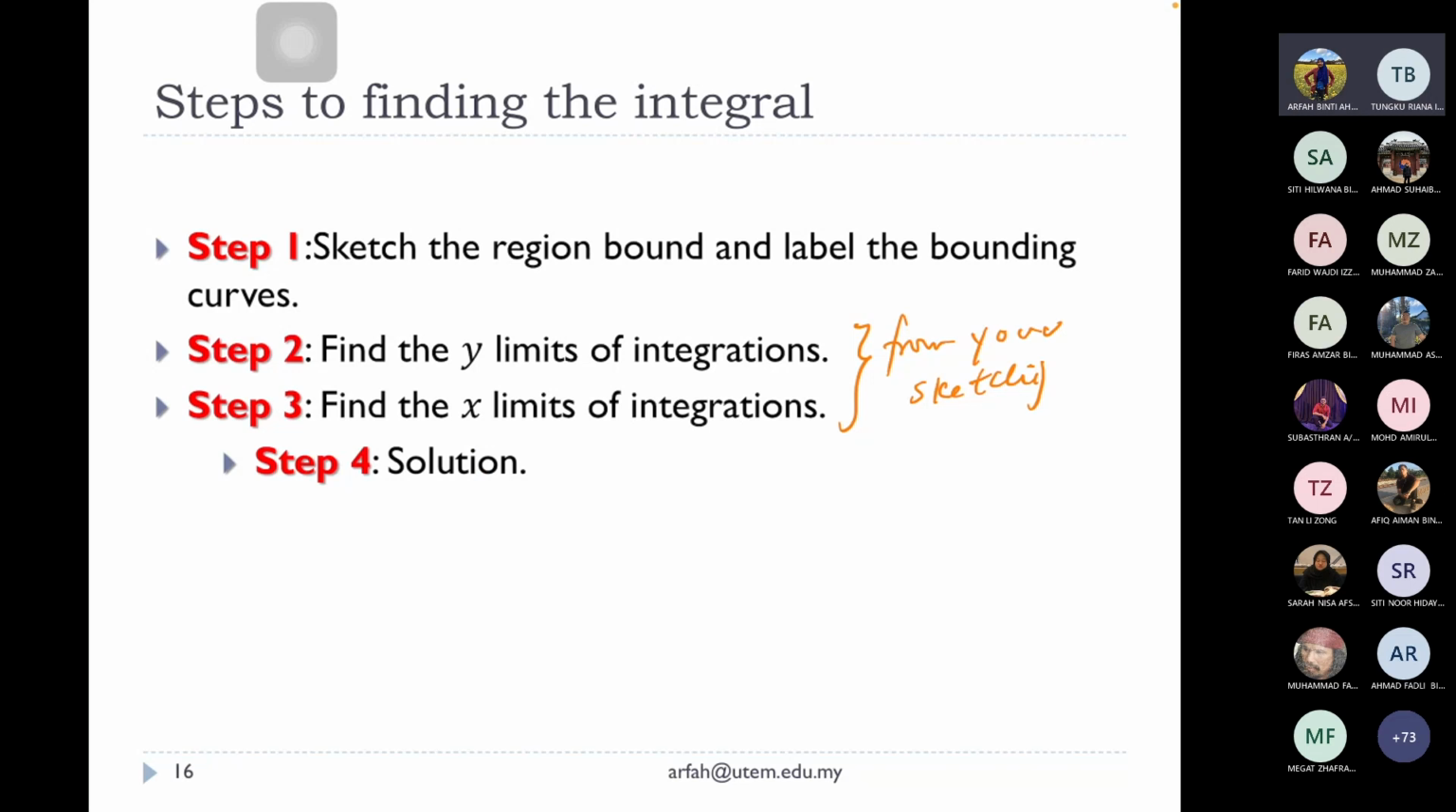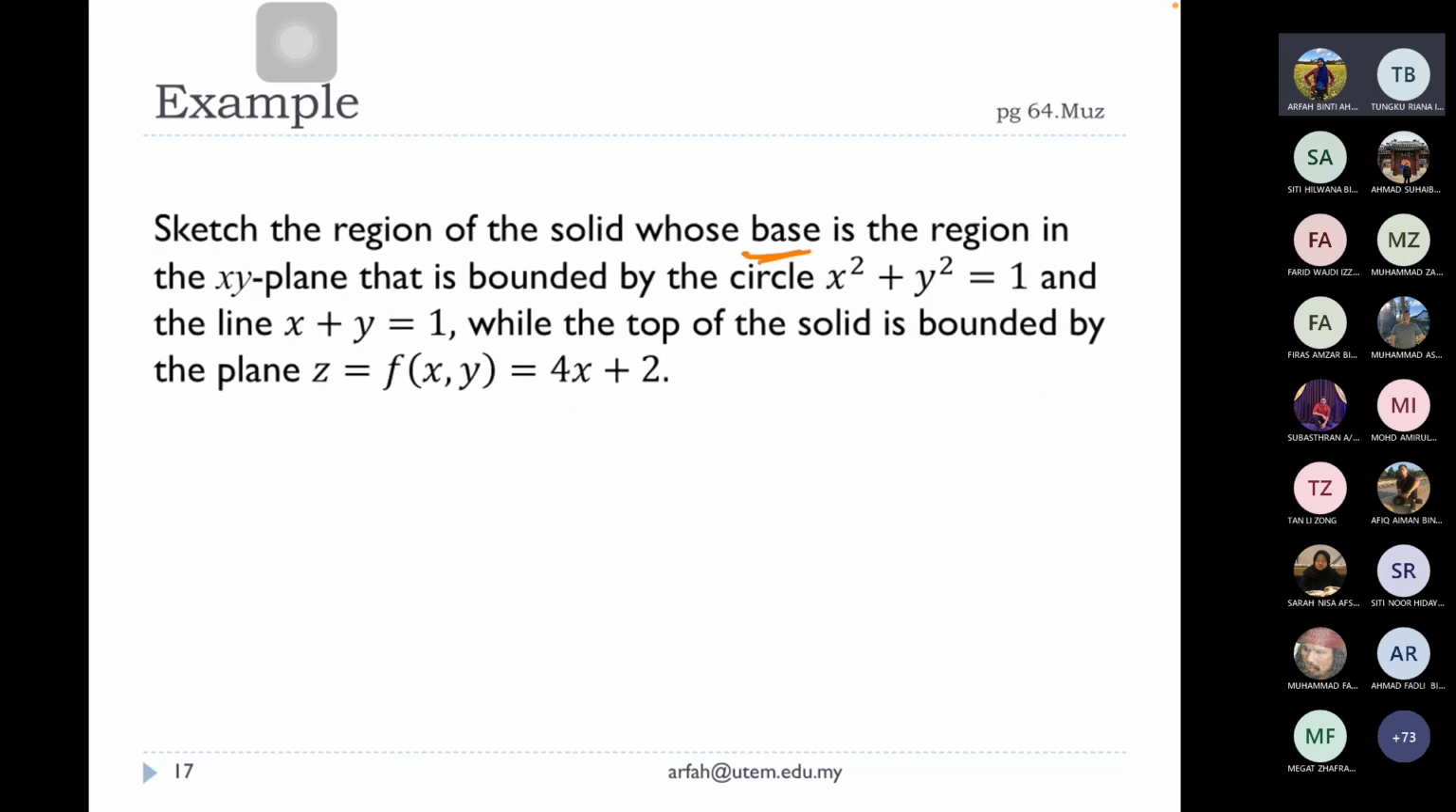So, let's take a look at this example. Sketch the solid whose base is the region in the xy plane. Dia punya base, tapak dia, is the region of the xy plane that is bounded by the circle x squared plus y squared sama dengan 1 dan the line x tambah y sama dengan 1, while the top of the solid is bounded by this equation.